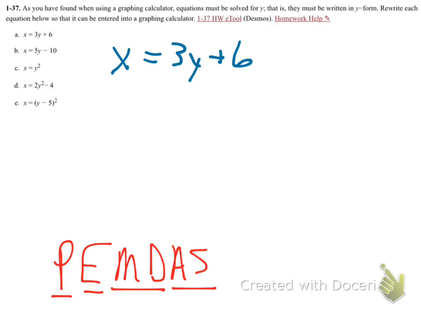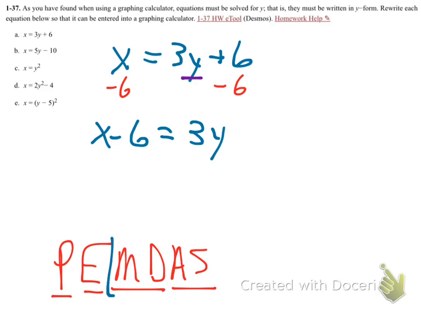So since I want to get the y by itself, I'm going to take care of anything that is being added or subtracted to the y. So I'm going to subtract a 6 from both sides. That gives me x minus 6 equals 3y.